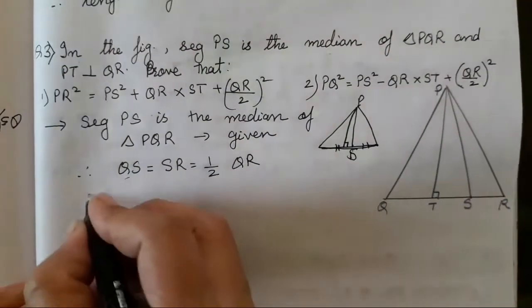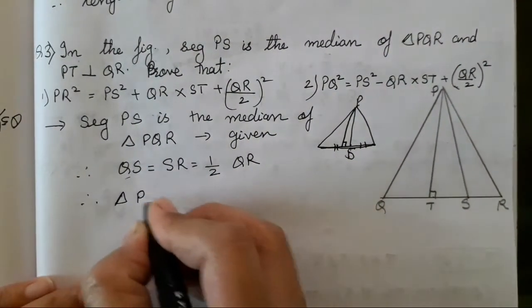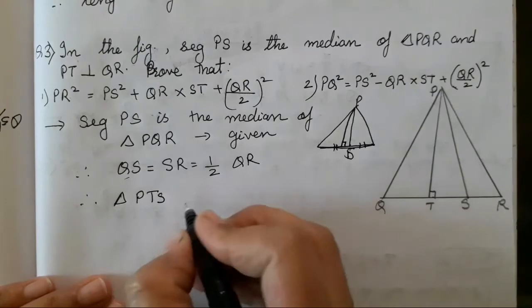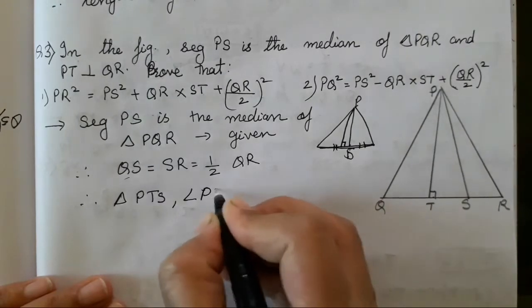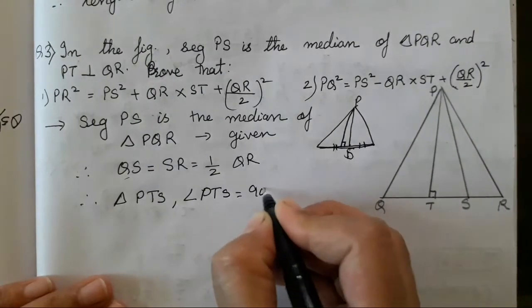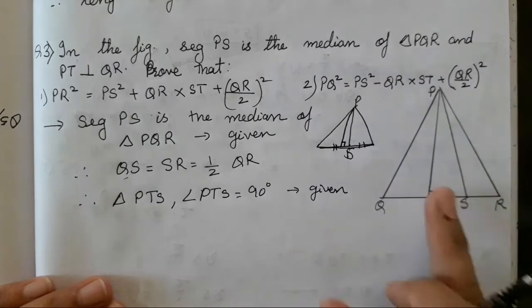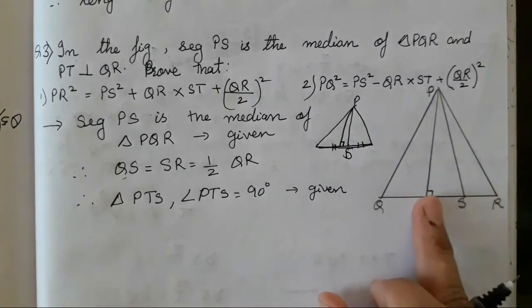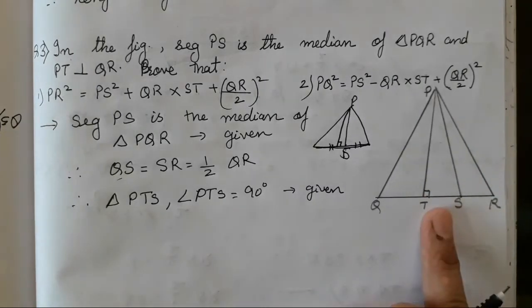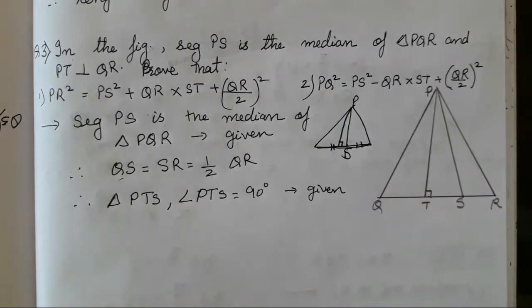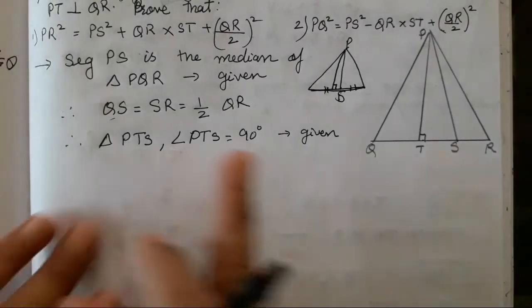Now, therefore, in triangle PTS, angle PTS is supposed to be 90 degrees, which is given. I have shown you in the diagram also. If you are not able to understand my diagram, children, which is already wrong, you can refer to the textbook also. In the textbook, it's given there. Okay, so refer to the textbook.